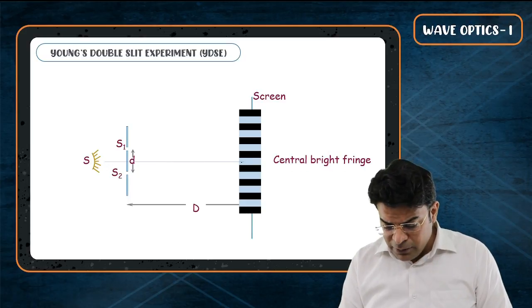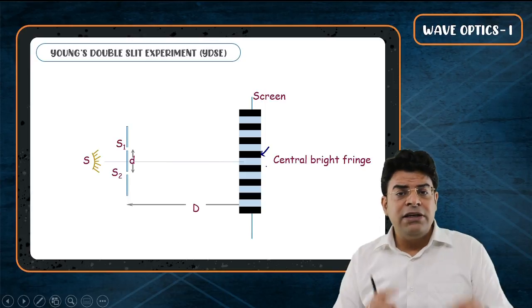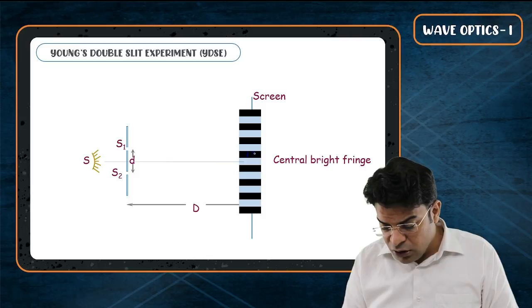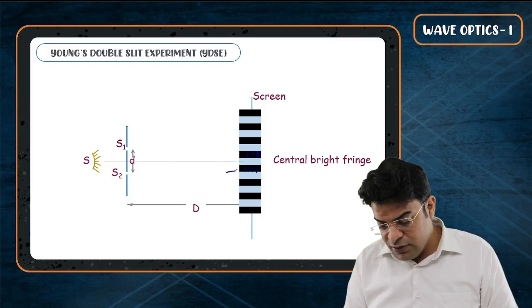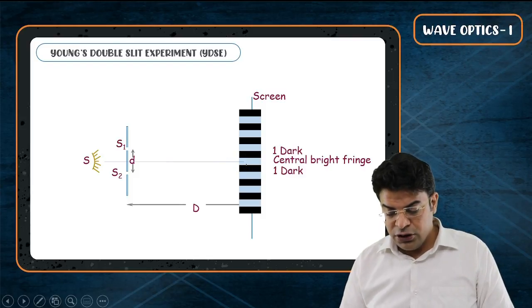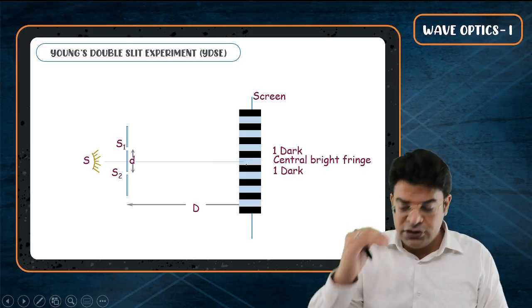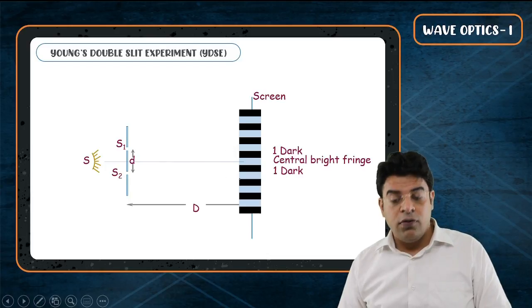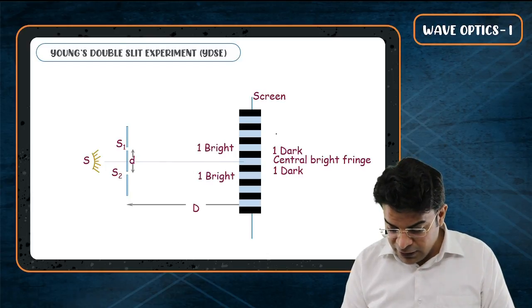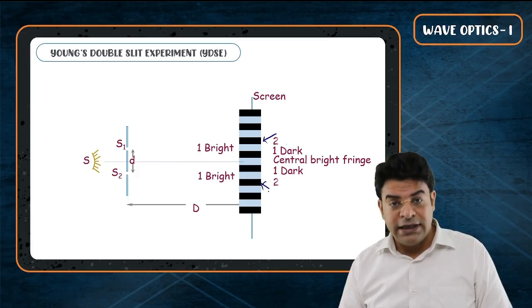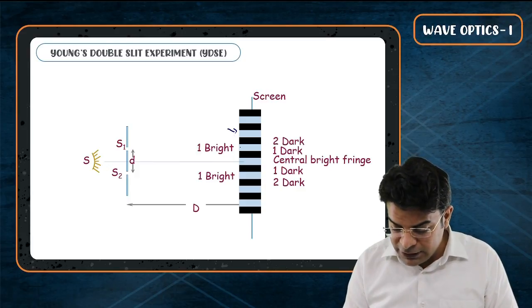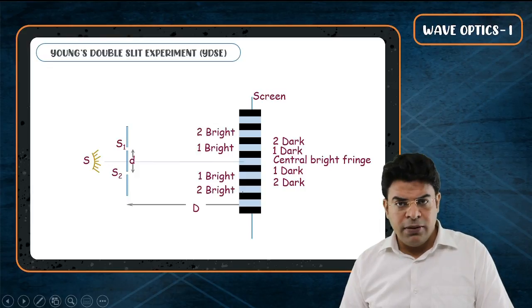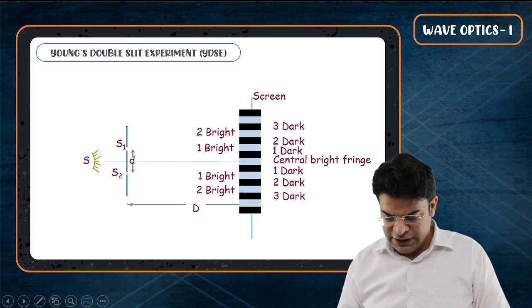Now next to central bright, we see the absence of light. It means that the waves are interfering destructively. This is called the first dark. Also this one, on both the sides, is called first dark. So next to central bright we get first dark. Then we again find bright spots. These are called first bright. Then we again find dark spots. These are called second dark. Then we again find bright spots. These are called second bright. Then we find dark spot and bright spot and dark spot, and they have got this name.